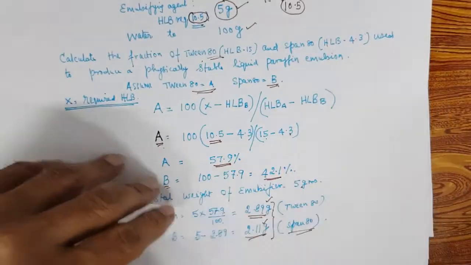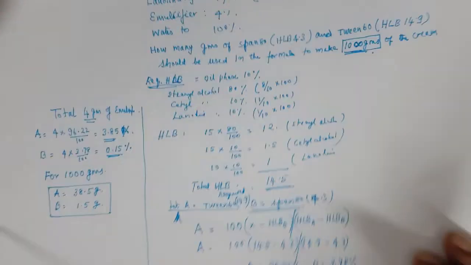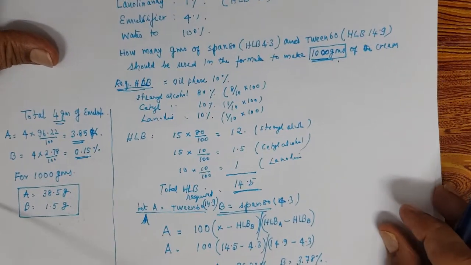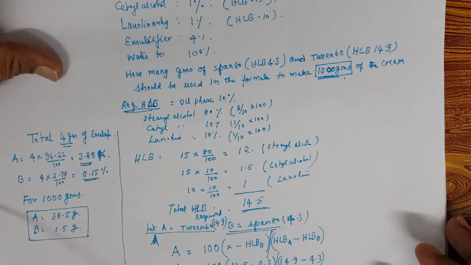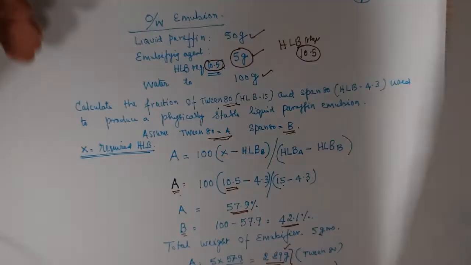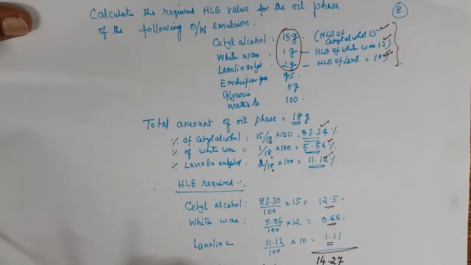Now, there is another problem here. We have a formula. This we have done. See, this also we have done, no?